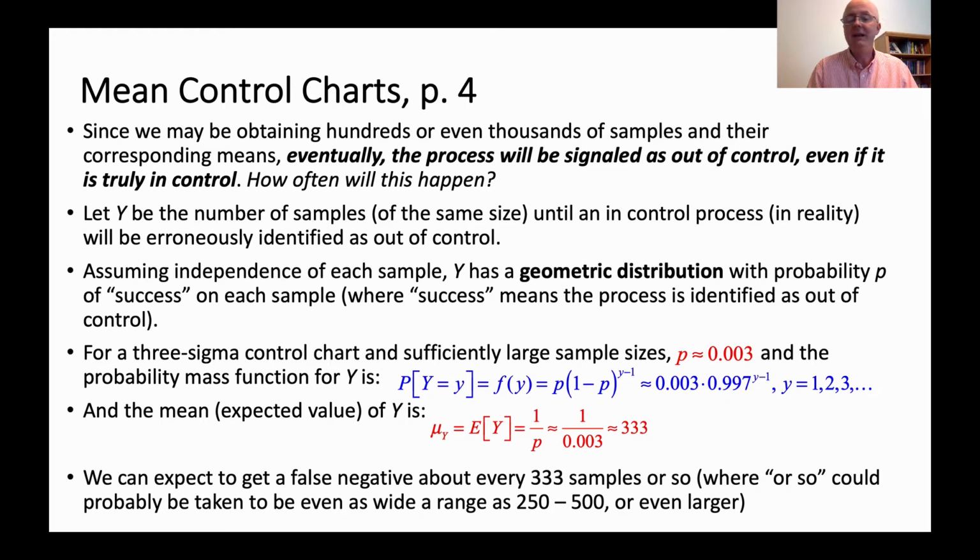We can expect to get a false alarm in this context about every 333 samples or so, where this is very rough. The or so could probably be taken to be as wide as a range of 250 to 500 or even larger. For example, 1 divided by 0.002 is 500, whereas 1 divided by 0.004 is 250. So just a small change in P can have a great effect on this mean, this expected value.